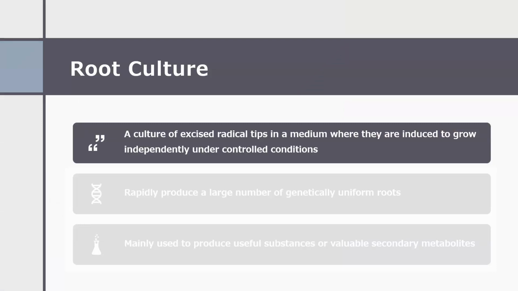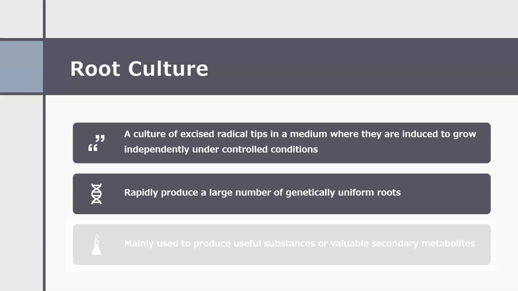Root culture can be established in vitro using explants of the root tip of either primary or lateral roots, which can be cultured independently on relatively simple media. Since roots are indeterminate organs, their growth in vitro has the potential to be unlimited. Root culture can rapidly produce a large number of genetically uniform roots, making it ideal for studies on lateral root and bud formation, and initiation of cambial activity and nodulation.